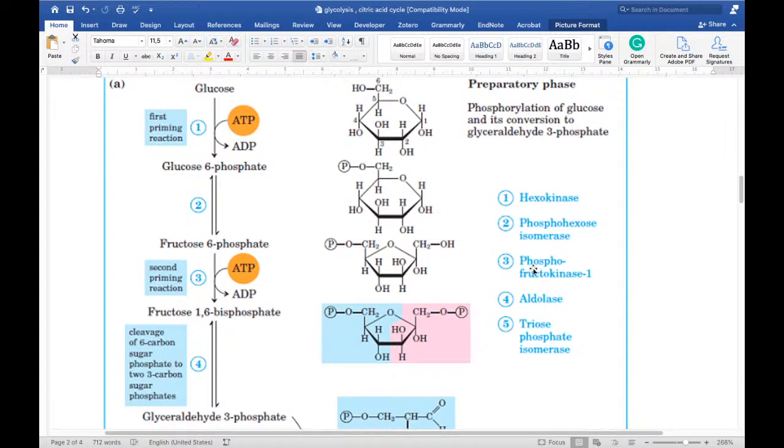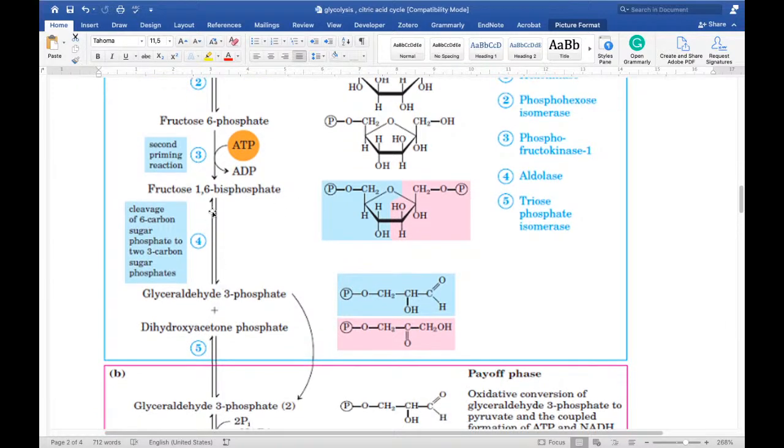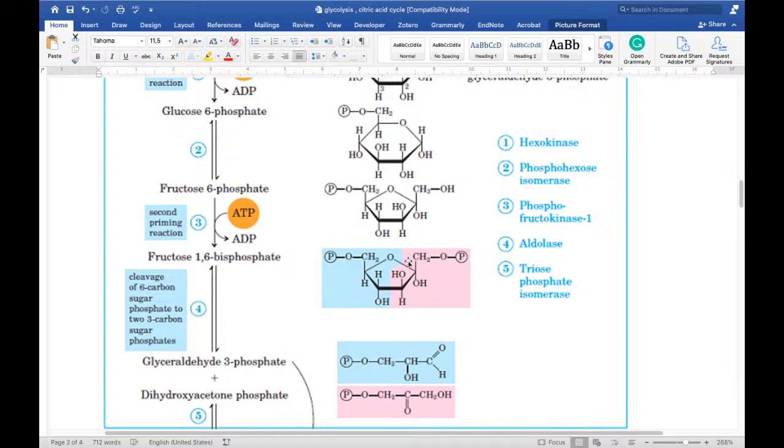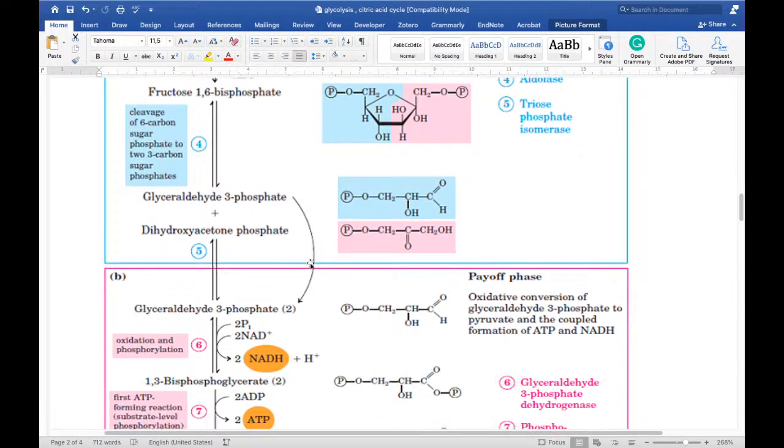Hexokinase, phosphofructokinase, and then further from fructose 1,6 biphosphate, there is the cleavage of the 6 carbon sugar phosphate to two 3 carbon sugar phosphates. So it will be broken up into two different molecules now. That is glyceraldehyde 3 phosphate and dihydroxyacetone phosphate in the presence of aldolase. Aldolase's work is to break down the molecule into two parts. From here we can see in the cycle that the blue part is separated here and the red part is separated here. So you have glyceraldehyde 3 phosphate.